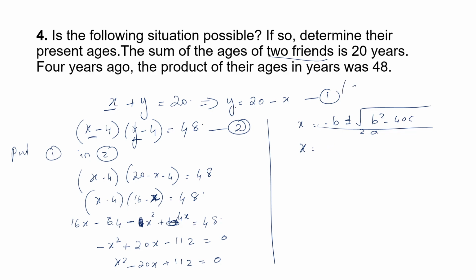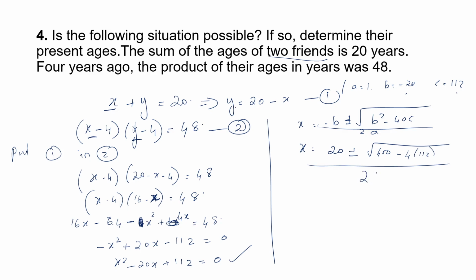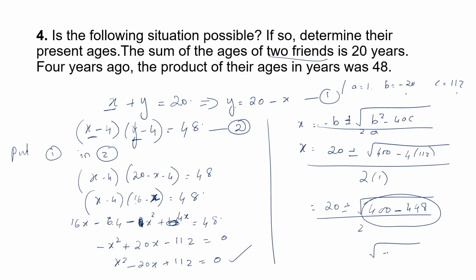What is ABC? Please write A 1, B minus 20 and C 112 from this equation. Okay, so now substitute: minus 20 square 400 minus 4 into 112. See the b square minus 4ac term. It's 400 minus something more than that. It is becoming negative. See here, this term is becoming minus 48.